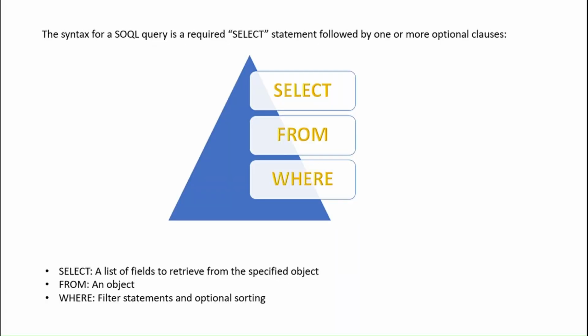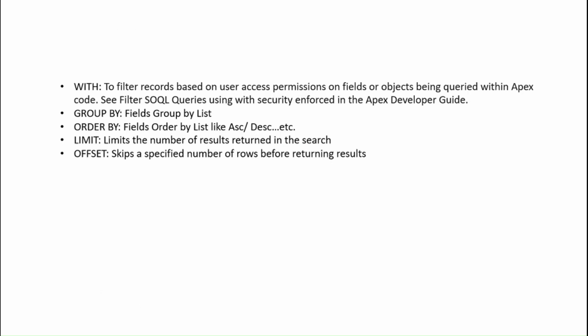Now we have completed how to write Salesforce Object Query Language code. We are using the query editor to write the code for SOQL, right? So the syntax is like select, from and where, and also we have to use limit, right? Then we have with, and also group by, order by, limit and also offset. Okay, these syntax we have to do in the next session.